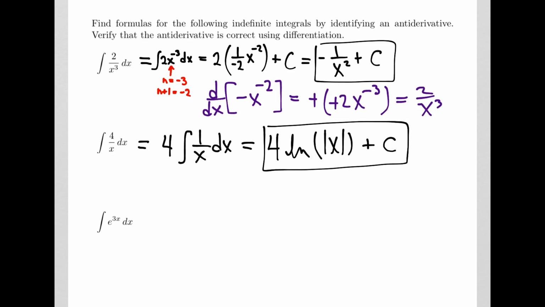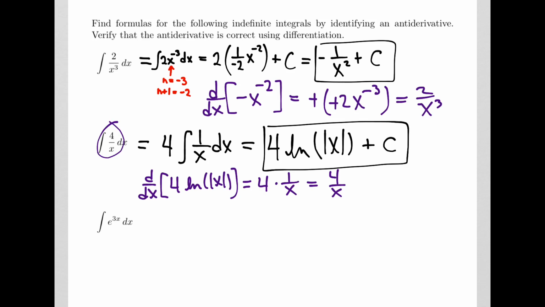And we check, of course, by seeing if we get the right derivative. So 4 natural log of the absolute value of x. 4 is a constant multiple. The derivative of natural log of x is 1 over x. And we get, again, the same formula as is in the integrand. This is what it means to be an antiderivative. We found a function that has a derivative that's 4 over x.